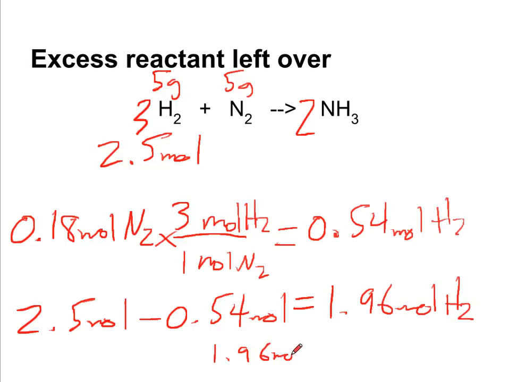1.96 moles. We'd cancel out moles of hydrogen using the molar mass. 1.96 times 2. It's going to be 3.98 grams or something like that.